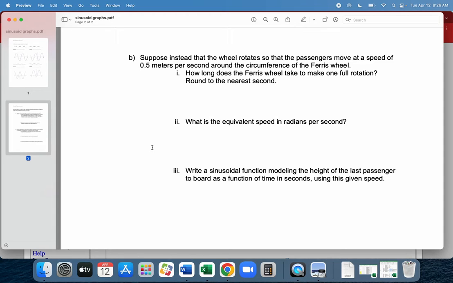And then what would be the equivalent speed in radians per second instead of meters per second? Because we have done some questions with radians per second before. And then write a function for that. So think about that for a minute. And this will probably involve a calculator to get a good sense of what sort of number you have. It's some not easy to parse numbers here.